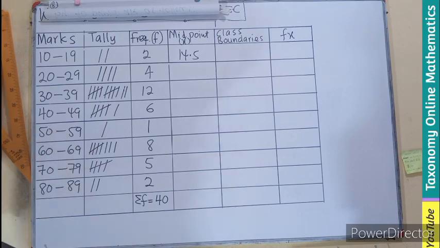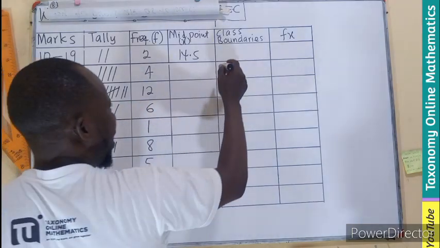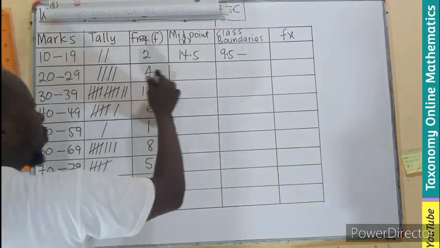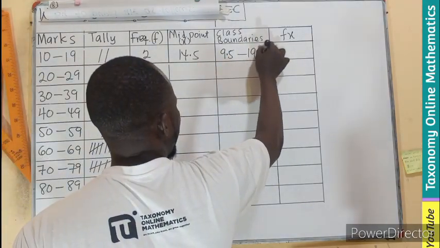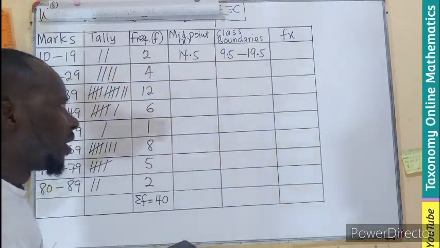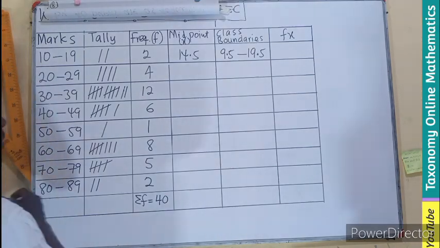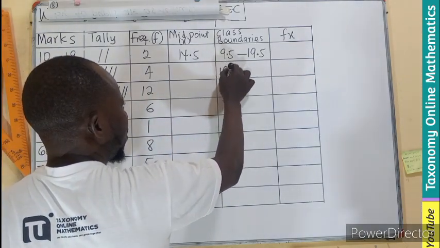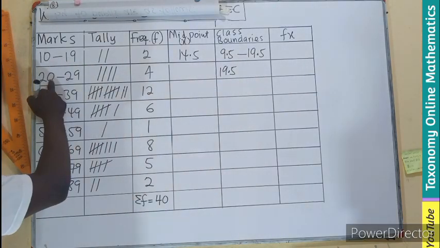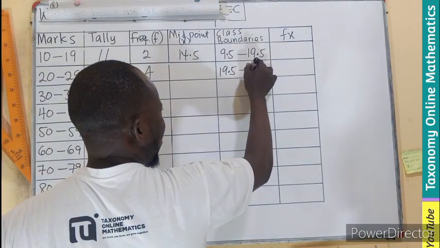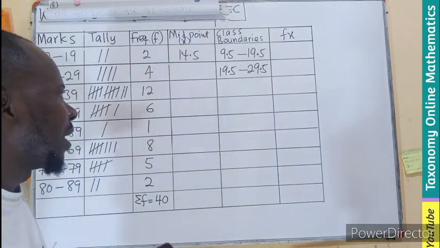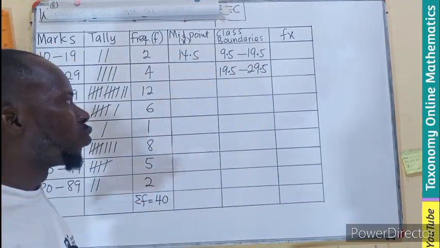So if I subtract 0.5 from here, I should be having 9.5. If I add it to this, it should be 19.5. The same thing will happen here. We have 19.5. If we subtract half from this and add it, there you have 29.5.